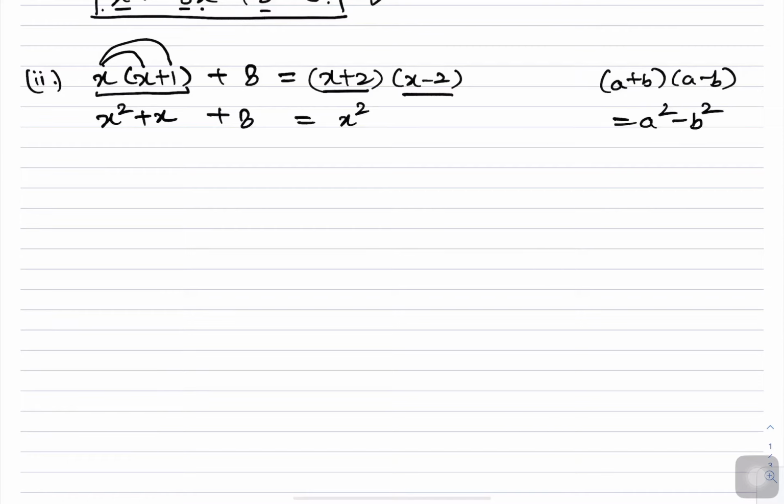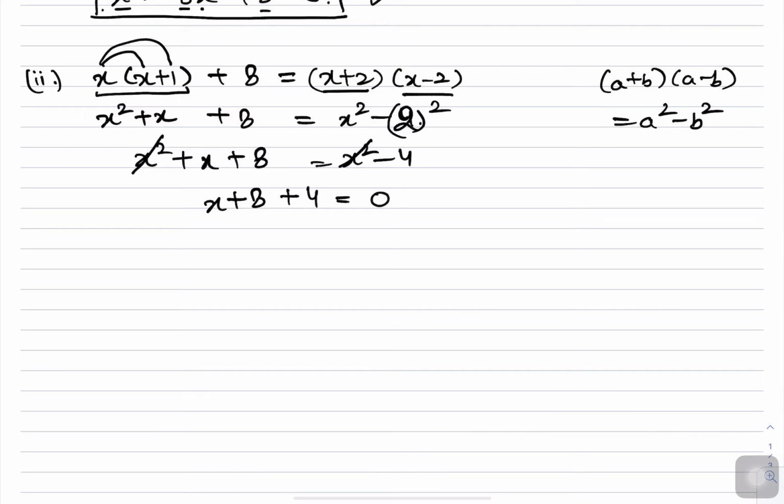Again this is the 8th standard formula which all of you know, a square minus b square. So it becomes x square minus 2 raised to the power 2, that is equal to x square minus 4. X square plus x plus 8. So x square gets cancelled. So my answer is x plus 8 plus 4 is equal to 0. So the answer is x plus 12 is equal to 0.